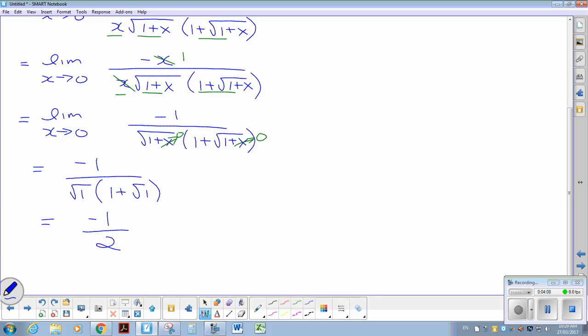So the square root of 1 is 1. So that just becomes a 1. That becomes a 1. 1 plus 1 is 2, times 1. All right, so there we go.